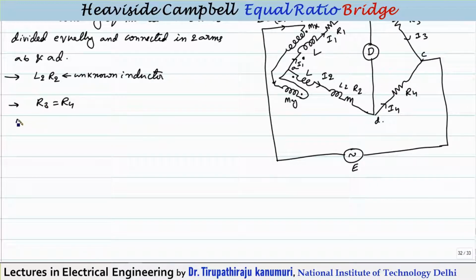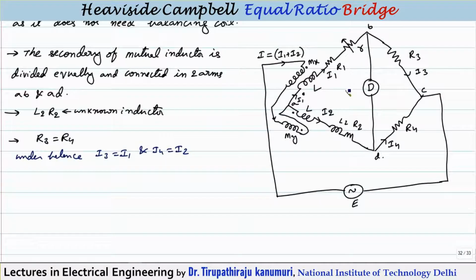Under balanced conditions, we know the value of I3 will be equal to I1 and the value of I4 is equal to I2. Because through the bridge no current is passing, that is, through the detector no current is passing, we can tell that B is at the same potential as D, or that the voltage between B and C will be equal to the voltage between D and C.